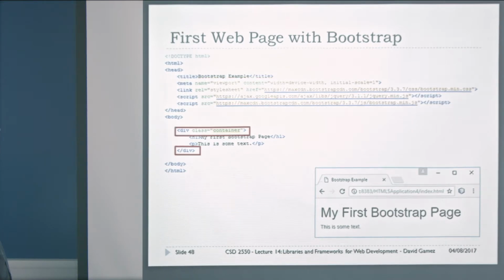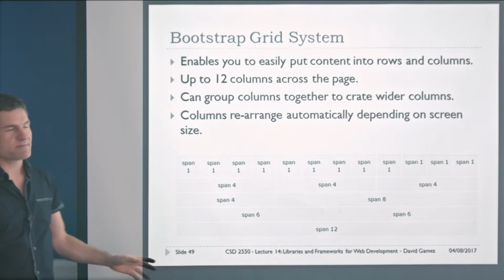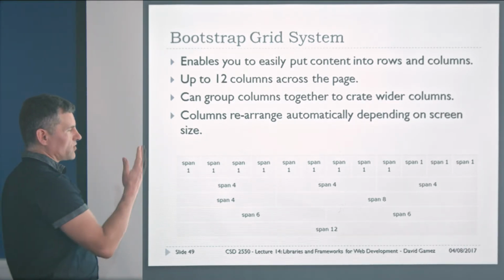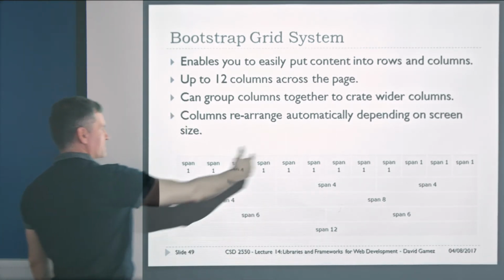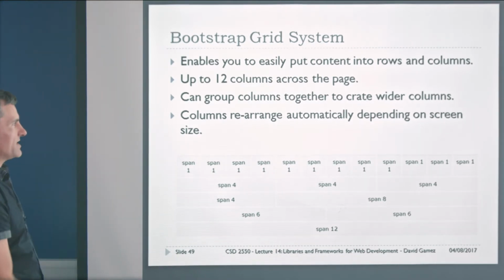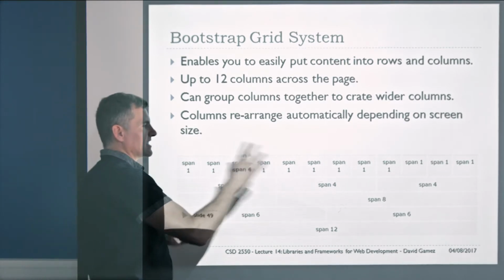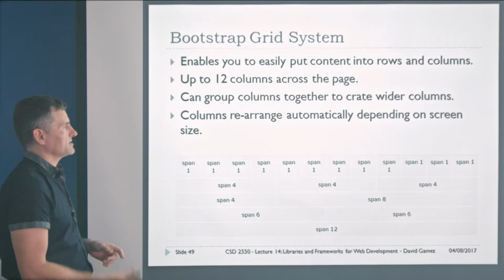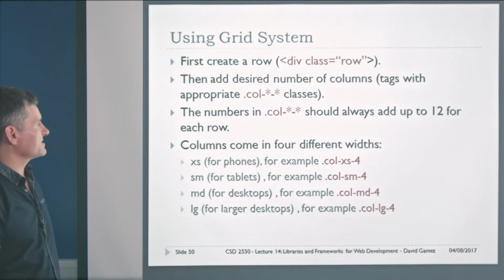So that's all the stuff we need to include, and then we've got the div class container, and then it will work. Now, this is where Bootstrap is useful. What it gives you is a way of organizing your content into columns. They have 12 columns across the page, and you can group these columns together to create wider columns. So it enables you to create a layout very easily, and this layout will adjust itself depending on the size of the screen that you're viewing it on. That's useful in many circumstances.